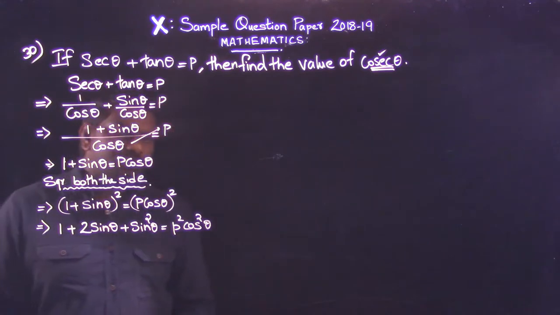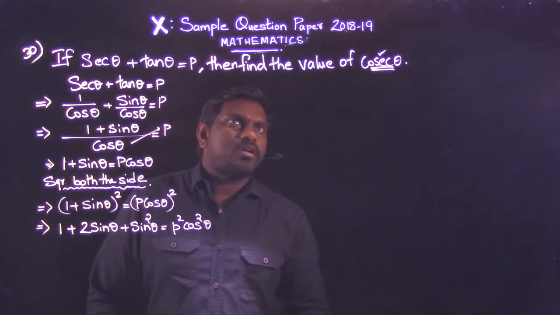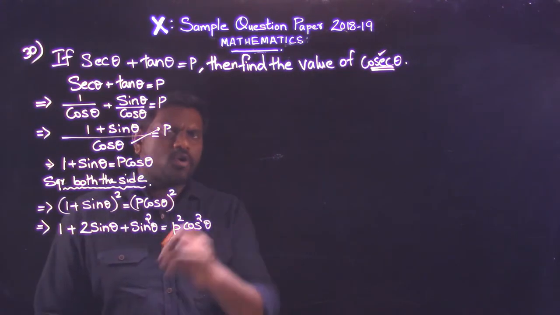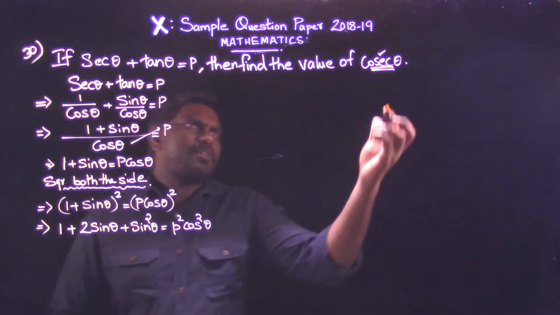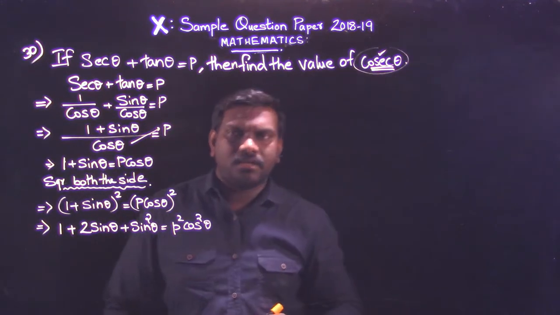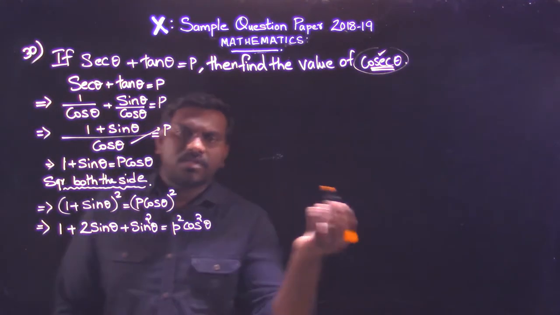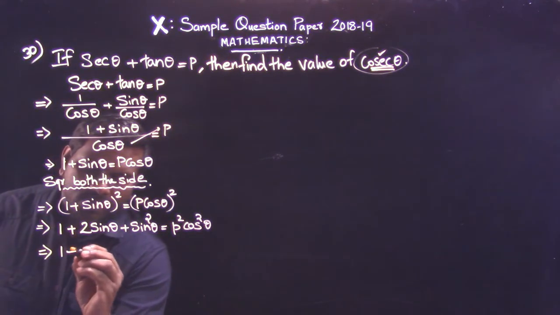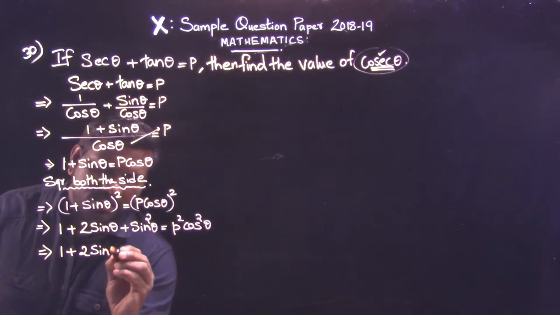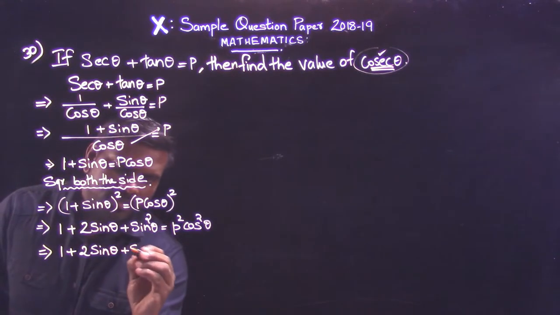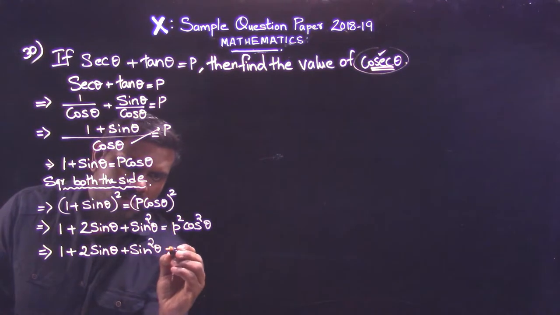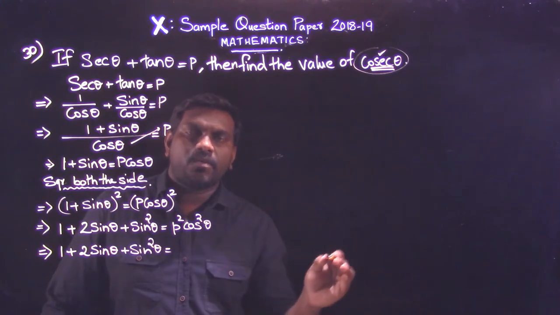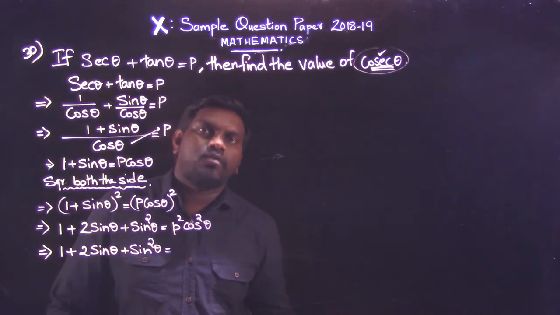Now, I don't want the value of all these cos and all those stuff, because ultimately what I want is cosec. So I'm going to convert this cos into sine, as you know the formula. 1 + 2 sin θ + sin² θ. And I have told you in the earlier videos, learn this one: sin² + cos² is equal to 1.